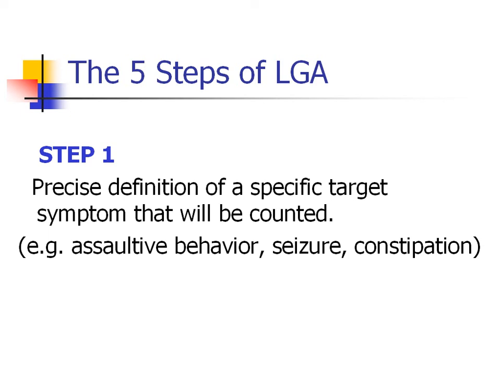The first step is precise definition of a specific target symptom that will be counted. For example, assaultive behavior or self-injurious behavior, seizure, even constipation. Any symptom could be counted. But as I mentioned, today's talk will be focused on the behavioral issues.